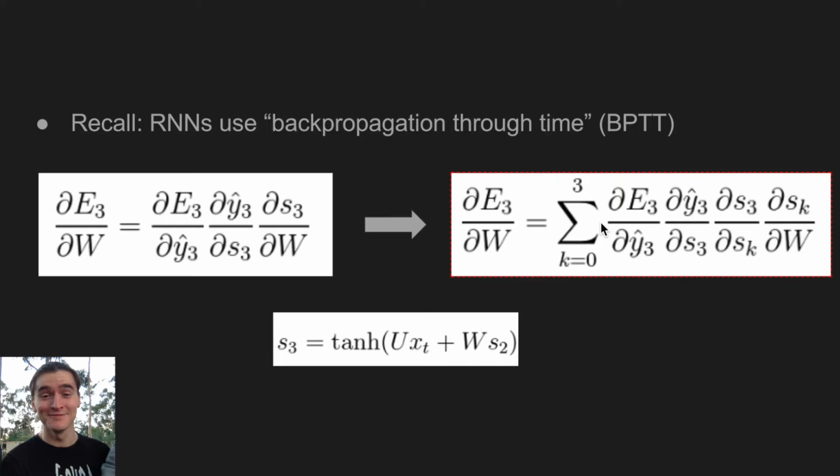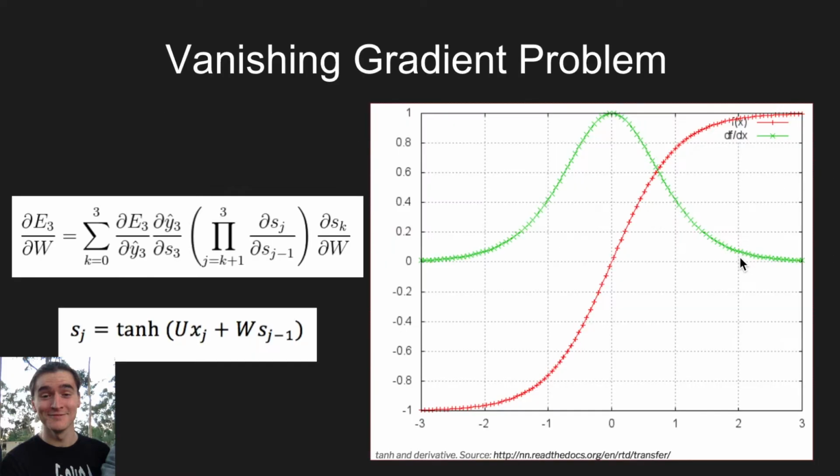It's also important to note that the derivative of the hidden state at time step 3 with respect to the hidden state at time step k, so it'd be this term right here, is also a chain rule in and of itself, because we're going to have to compute dS3/dS2 times dS2/dS1, and so on.